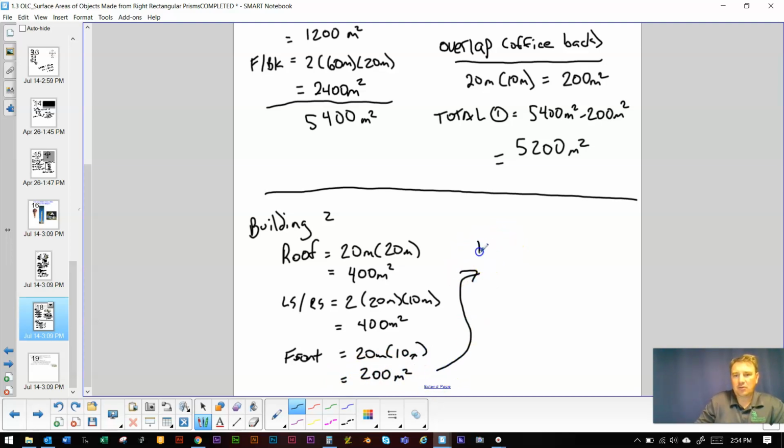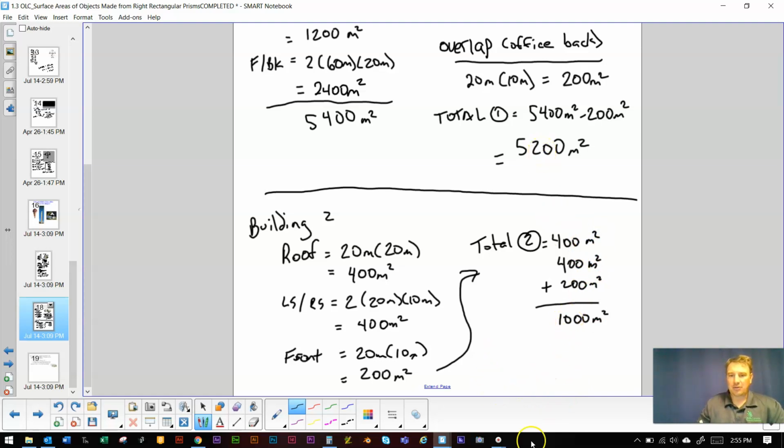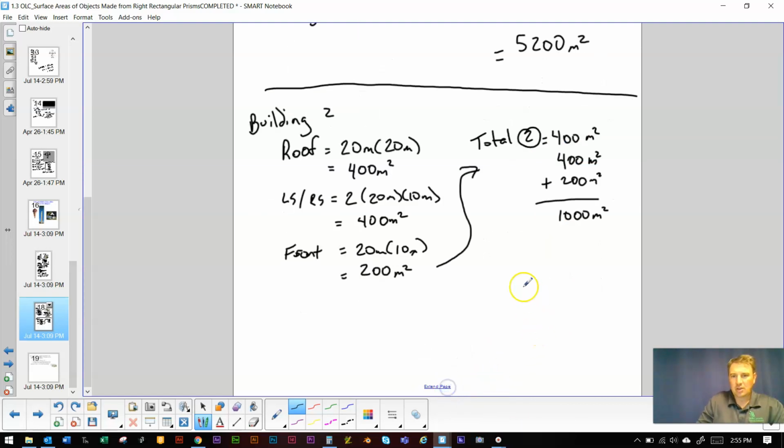So the total for building 2 is going to be the roof plus the right side and the left side plus the front of the building. So add that all together and you get 1,000 meters squared. I could put meters squared beside all of these. All right, so I've got 5,200 for building 1. I've got 1,000 for building 2.